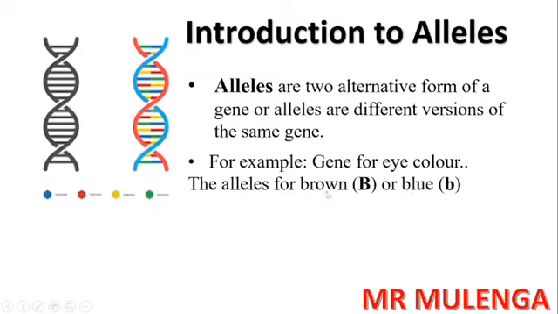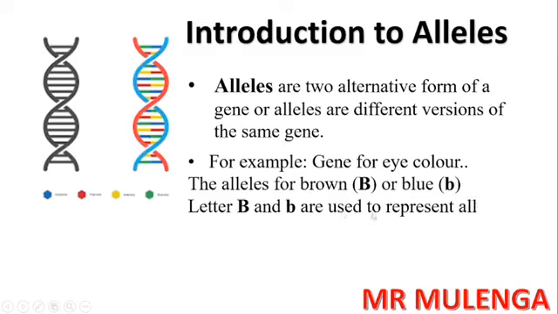The allele for brown eyes can be represented by capital letter B, and the allele for blue eyes can be represented by small letter b. This shows us that alleles can be represented using alphabet letters. Bear in mind that an organism has two forms of what? Alleles. So capital letter B and small letter b are used to represent alleles for brown and blue eyes. Let us now proceed.